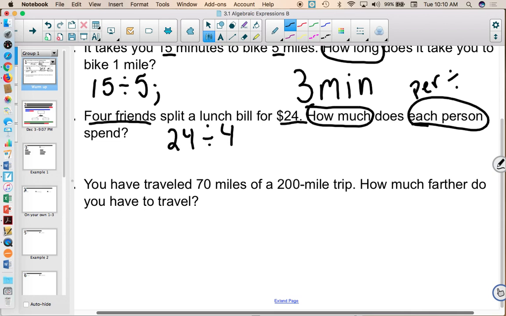Roper. Everybody else, get it done. Hang tight, Roper. I want to make sure they all get it done. You ought to be able to show me with your fingers before he turns around, okay? All right, go ahead, Roper.